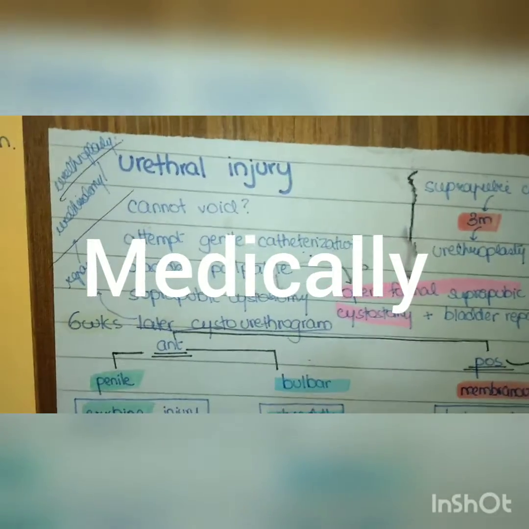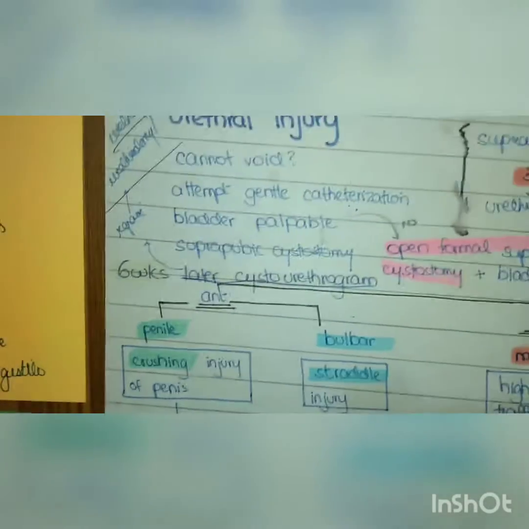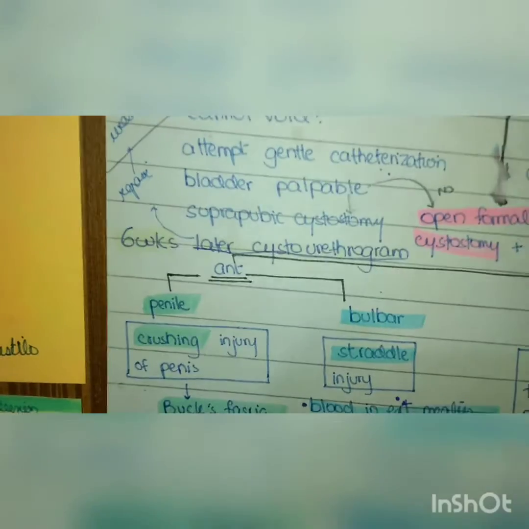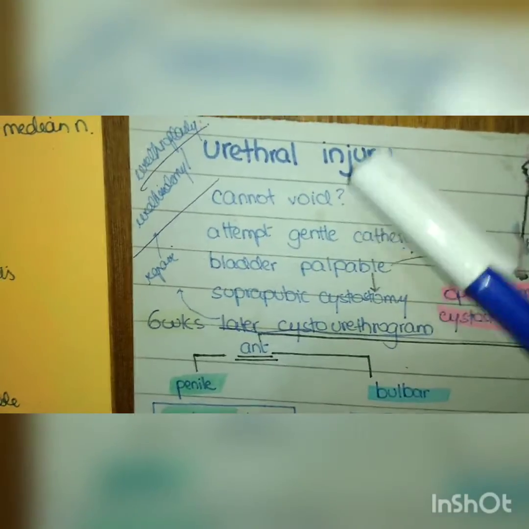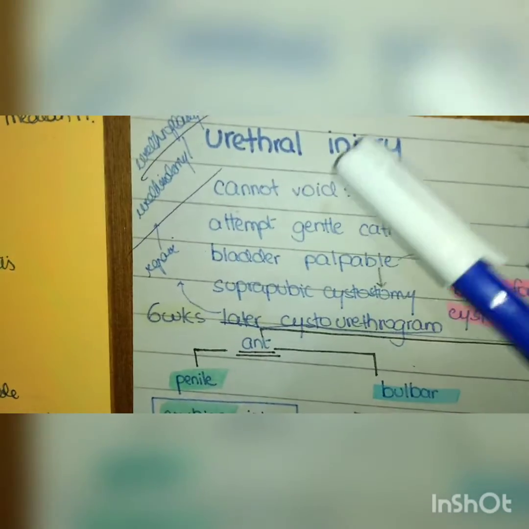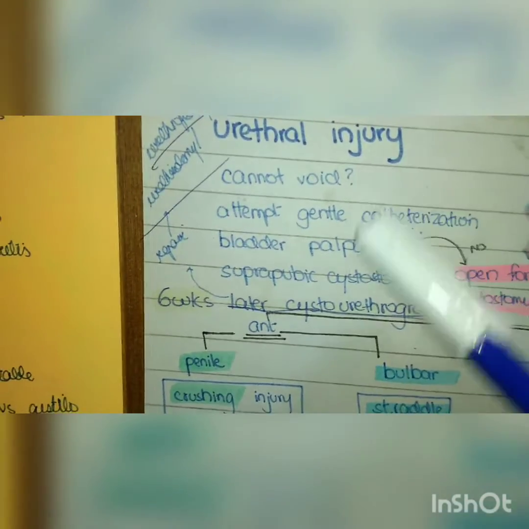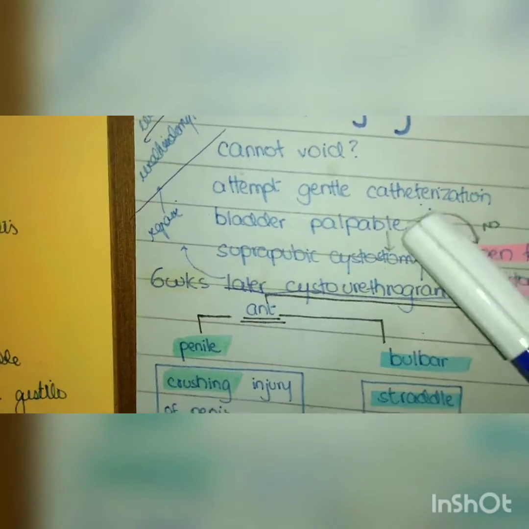Okay, so today we will be quickly discussing the algorithm for urethral injury. So how is the patient going to present? The patient won't be able to void definitely because the outflow tract is injured, so the urine would accumulate into the bladder. Because of that, the bladder will be palpable.